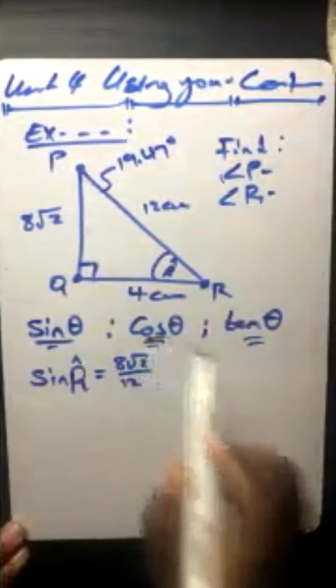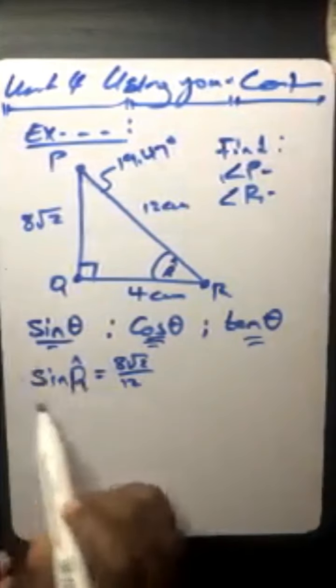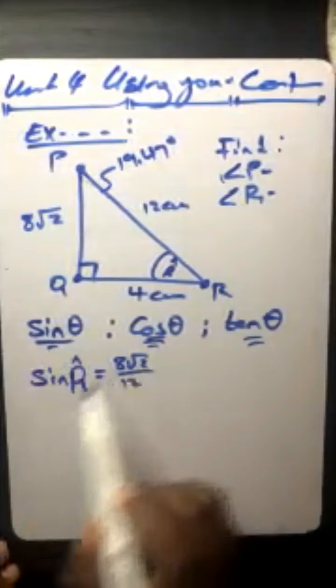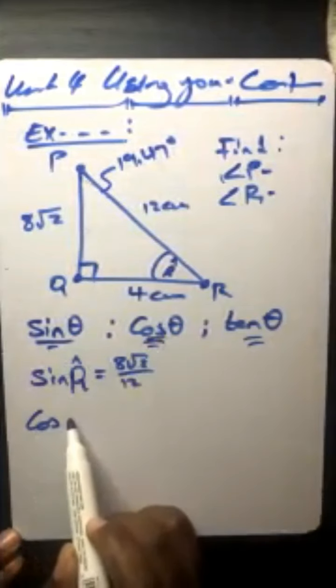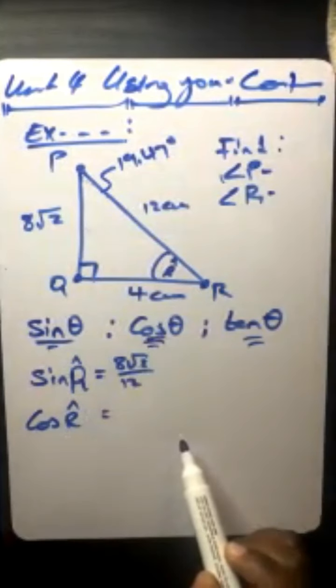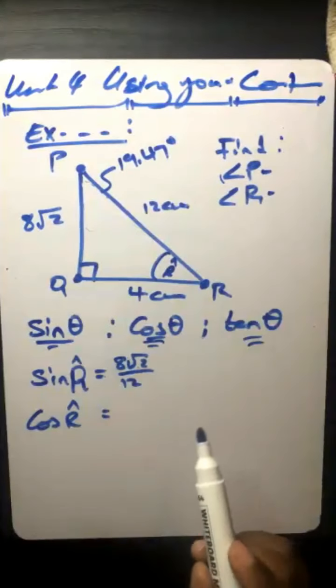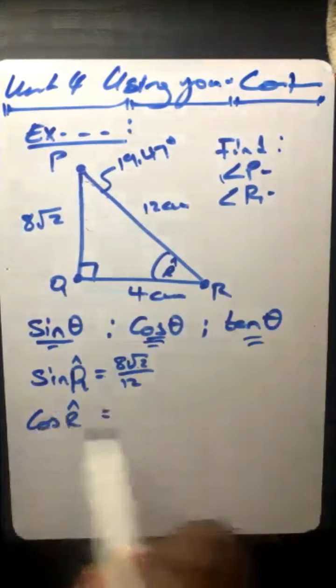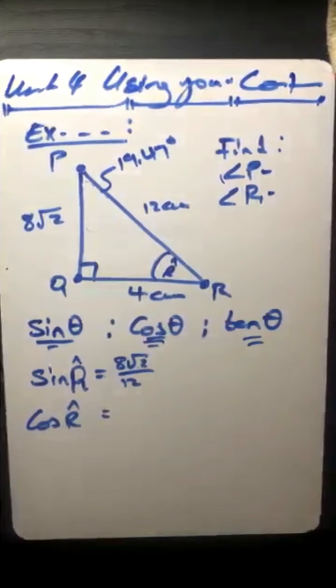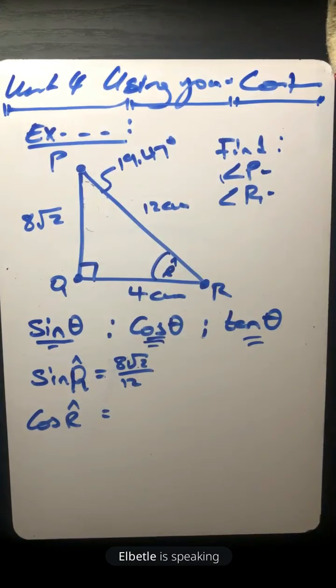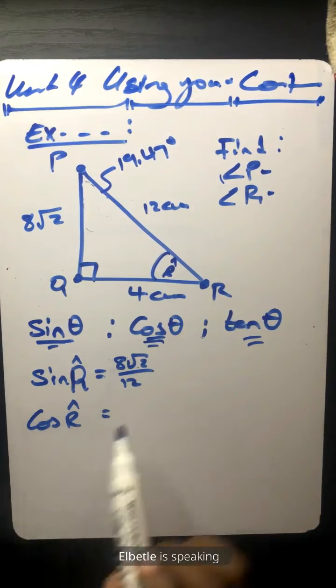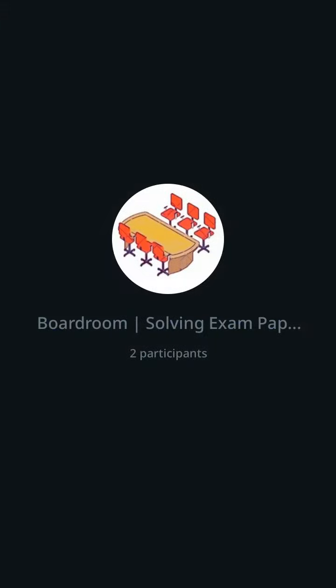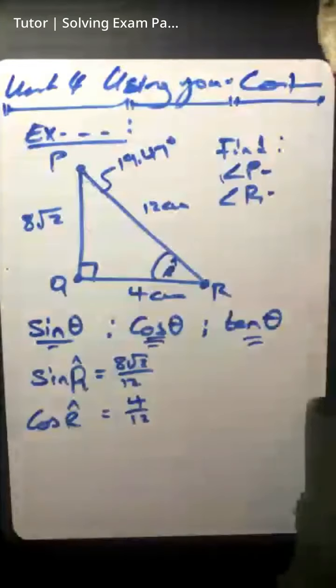So let's use that. So obviously you're going to get the second function of that to get that angle. So let's use cos now. Oh, should I use cos? Yes, so now formulate using cos. It's going to be adjacent over hypotenuse. So it's going to be 4 centimeter over 12.